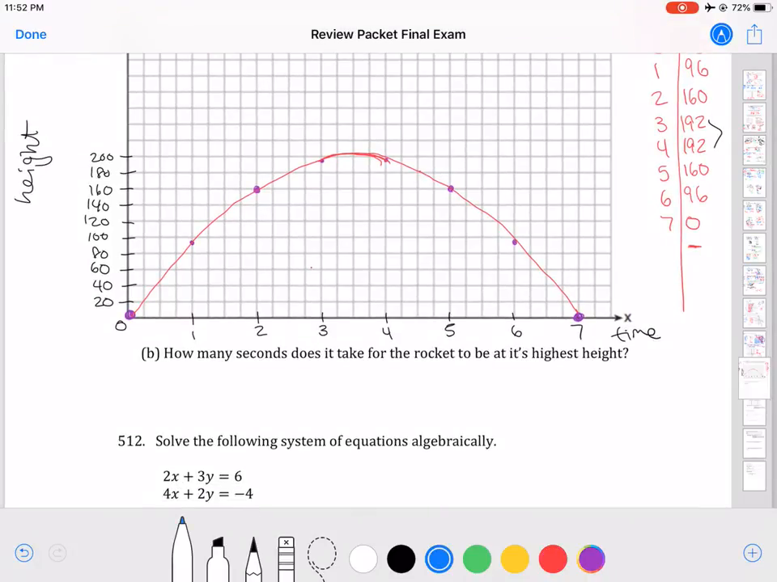Okay, so once you have that graph, we're going to move on to part B. It says, how many seconds does it take for the rocket to be at its highest height? This right here in between 3 and 4 is its highest height. It doesn't want to know the height, though. It wants to know how many seconds. So I'm going to go down here to my seconds axis. Remember, x is time, and it's halfway between 3 and 4. Well, halfway between 3 and 4 is going to be 3.5 seconds.